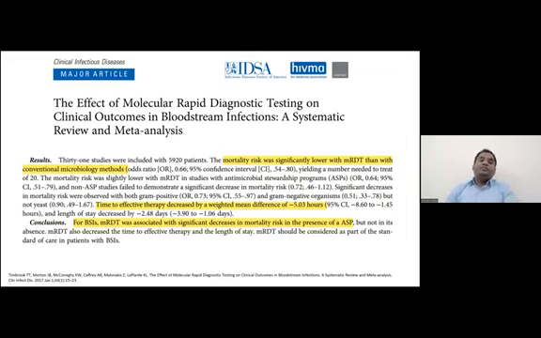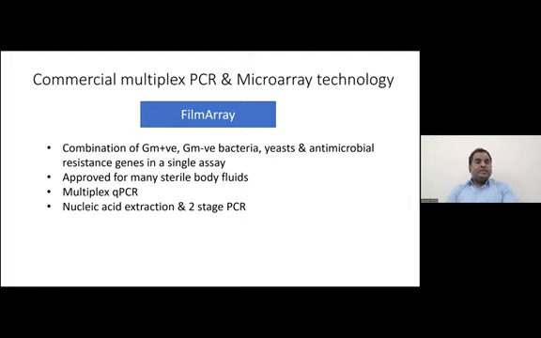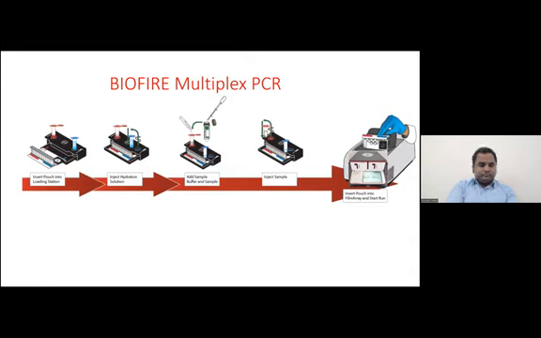So now we just talk a little bit about what this technology is. So primary technology is called the FilmArray or the FA system. It has a combination of gram positive, gram negative, some fungi, and some antimicrobial resistance genes, which can be identified on a single assay. It is approved for many body fluids. We'll see there are multiple panels available for testing. It is multiplex qPCR, in which there is nucleic acid extraction and there is two-stage PCR.